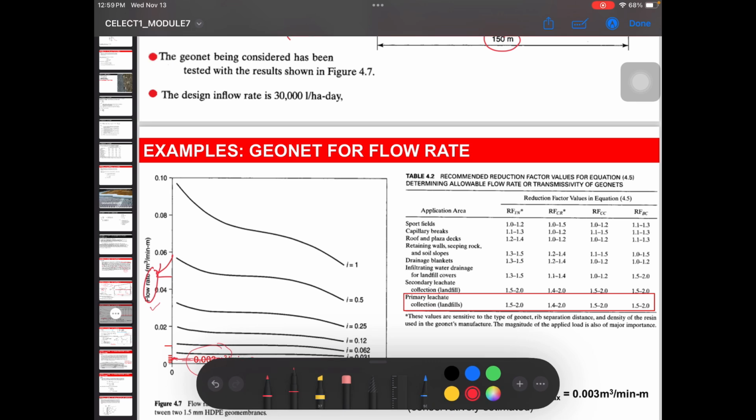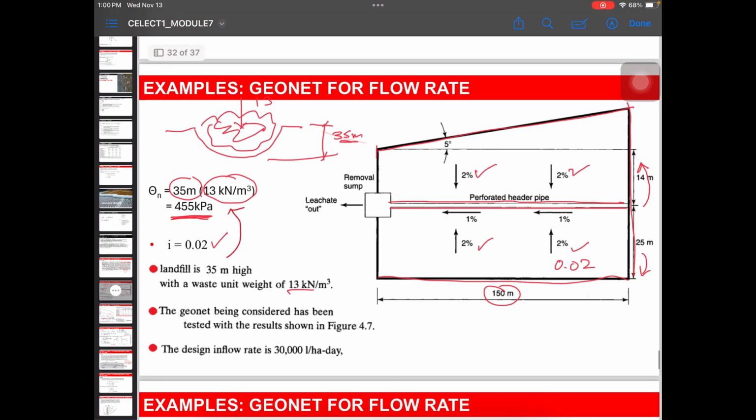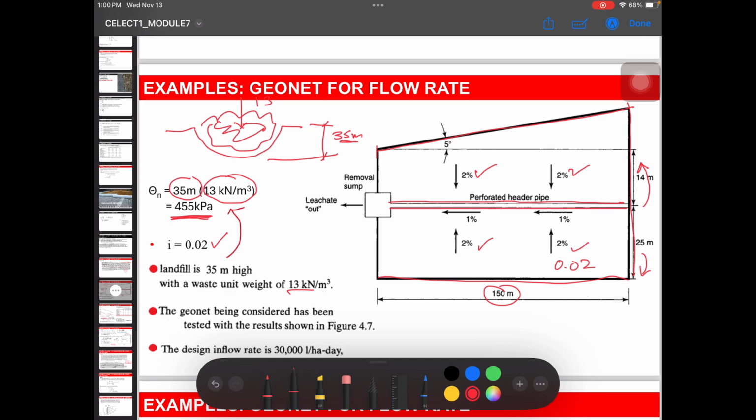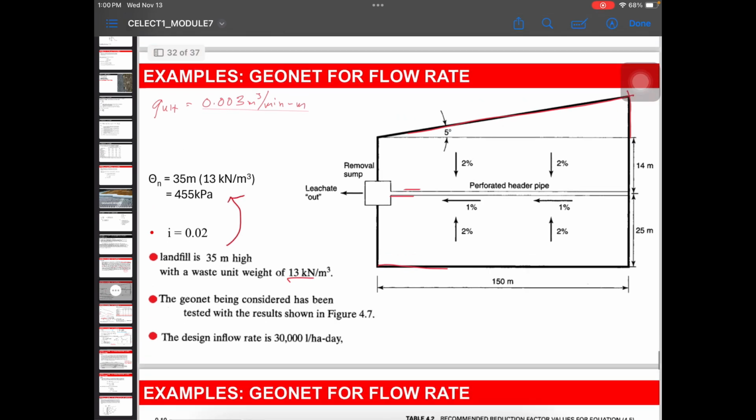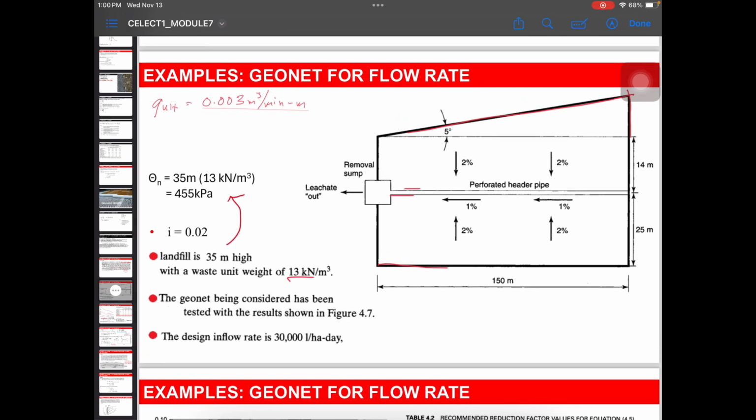Yung nakuha natin is dito na lang. Q ultimate, ito, ang nakuha nating capacity ng ating geonet. So, that is our Q ultimate. Let me sulat dito. Q ultimate 0.003 meter cube per minute per linear meter. So, next is Q allowable.